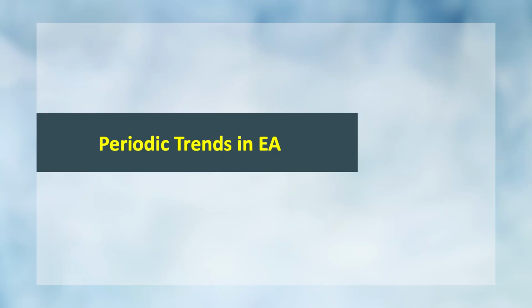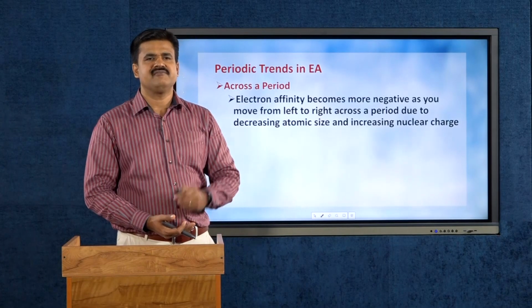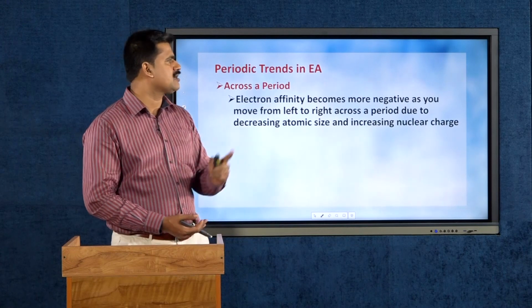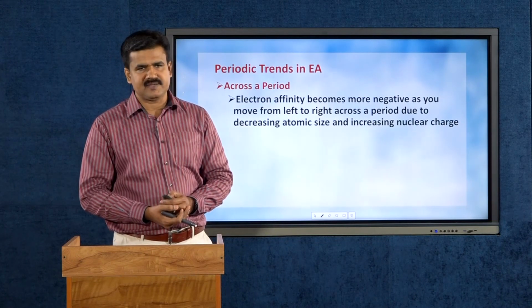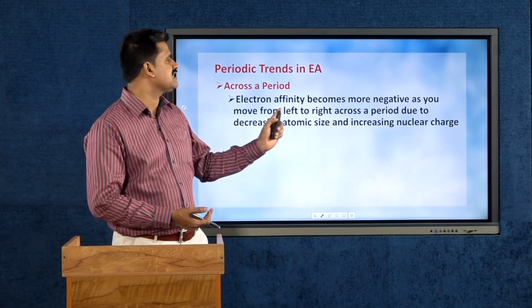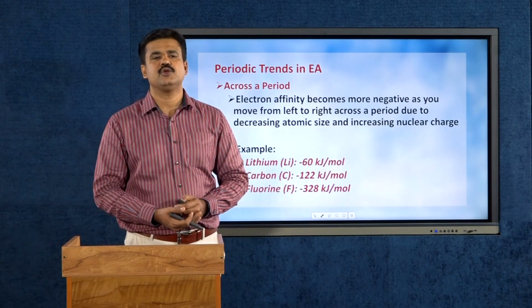Discussing periodic trends in electron affinity. Across a period, we can say that electron affinity becomes more negative as you move from left to right along the period. This is due to decrease in atomic size and increase in nuclear charge.